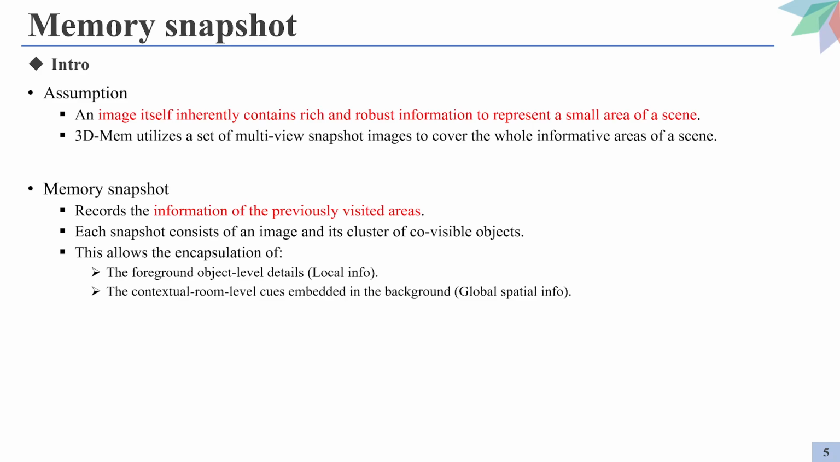Now we examine how the memory system is implemented. The authors make an assumption that an image itself inherently contains rich and robust information to represent the small area of a scene depicted in the image. A set of multi-view images would then be sufficient to cover the whole informative areas of the scene. Based on this assumption, the memory snapshot mechanism is introduced, which stores information from previously visited areas using these multi-view images. Each memory snapshot consists of two components, the image itself and a corresponding cluster of objects detected within it. Such approach allows the encapsulation of not only the object-level local details, but also the contextual room-level cues embedded in the background.